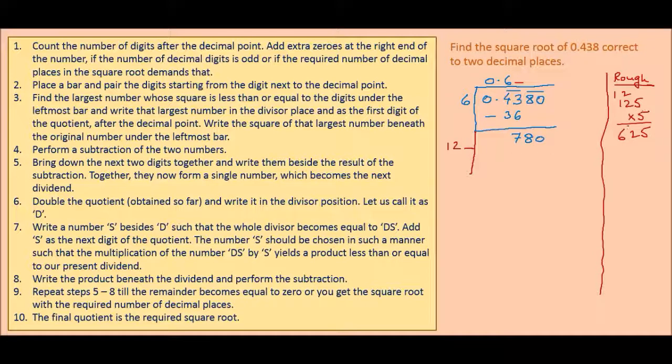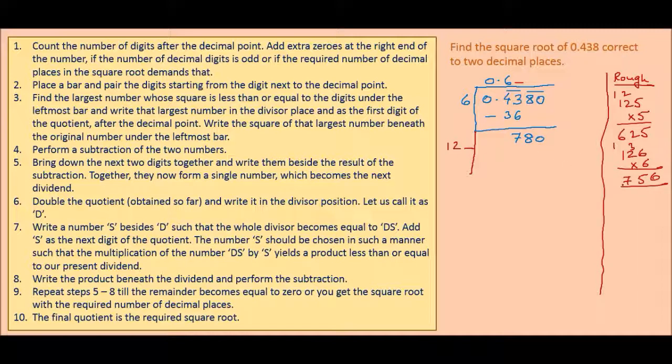Let us try 6. 126 times 6. 6 6s are 36. 6 times 2 is 12 plus 3 is 15. 6 times 1 is 6 plus 1 is 7. So it is 756 and it is less than 780.